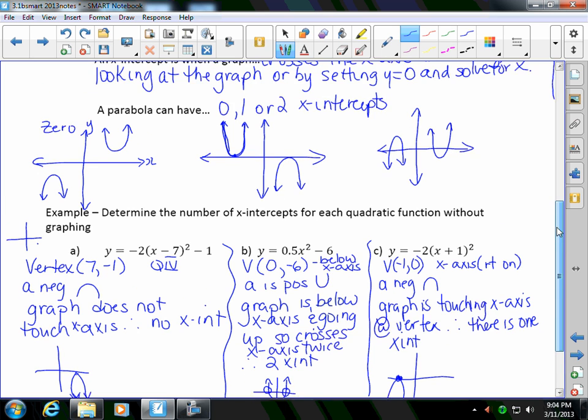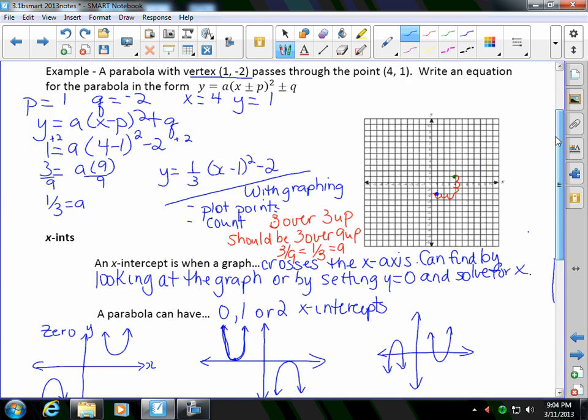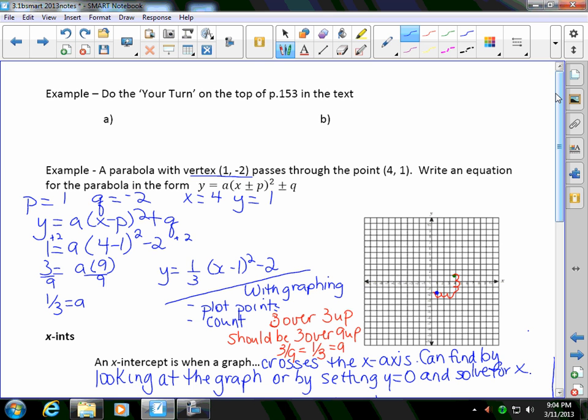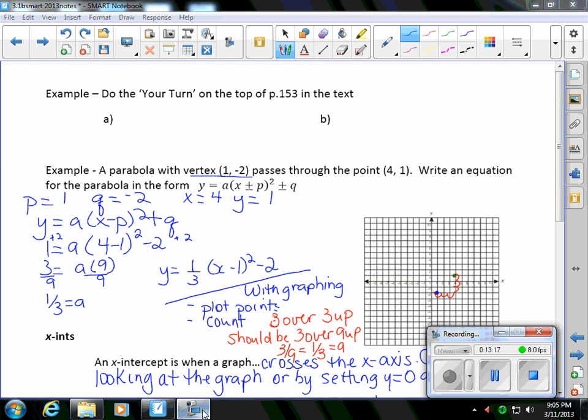Okay, now I'm just going to scoot up to the top of the page here in your textbook to your turn on page 153. What it's asking you to do is take a look at the information they've given you. There's two graphs there, and they want you to find the equation for each graph. Just have to pause here for 1 minute. Okay, you should have had a chance just to look at the question.